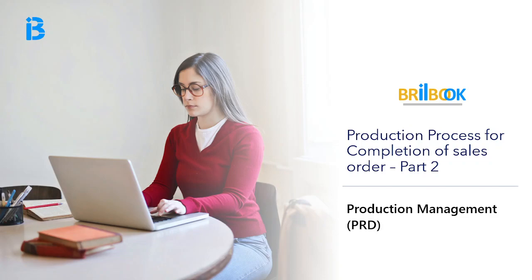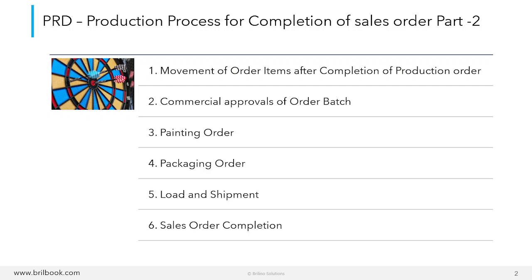And in this video, we will see movement of order item after completion of production order. Then we will see commercial approval for order batch, then pending order, packaging order, load and shipment, and at last we'll see sales order completion. So for this process we need to log in to Brilbook.